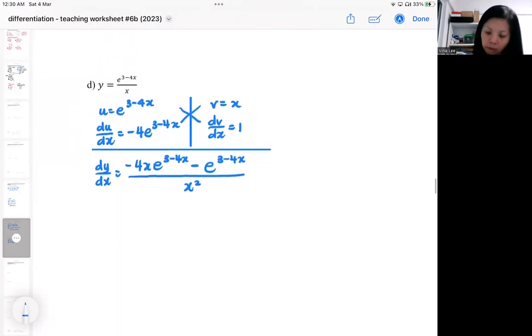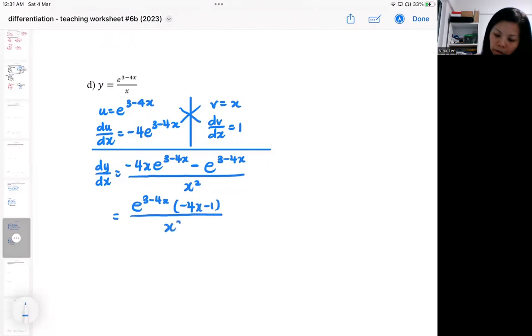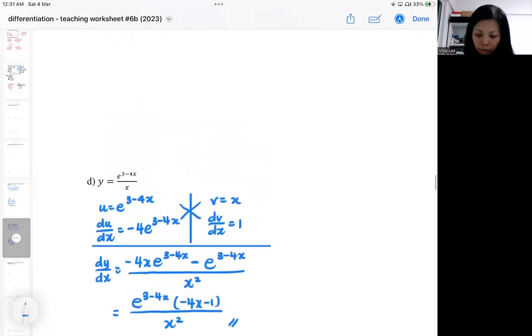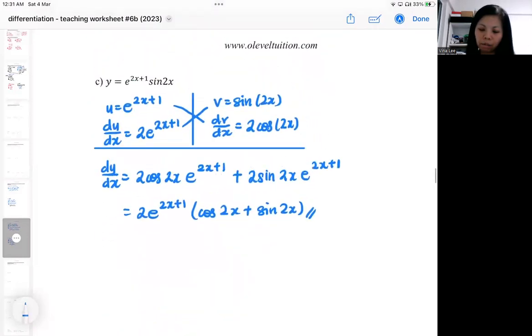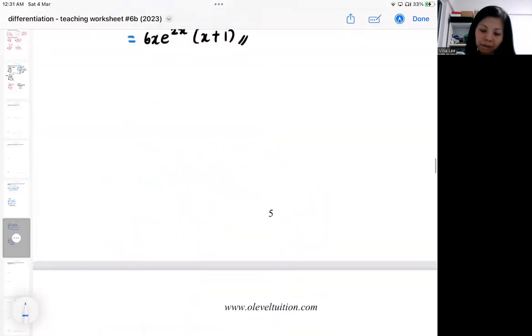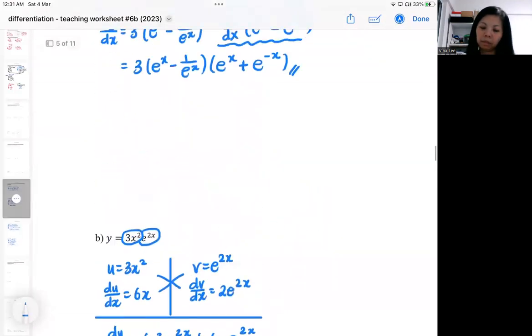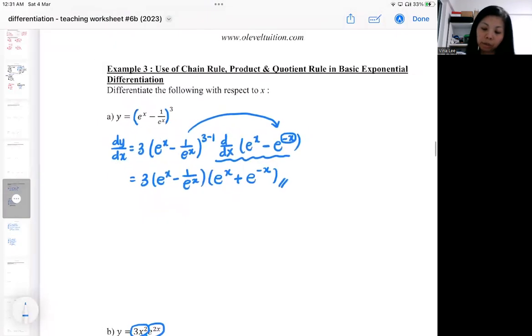So that's it. Okay, but if you look carefully at your numerator, there is a common factor to take out. So E3 minus 4x is the common factor. So just take out the common factor, and that's your final answer. Okay, so the product rule, quotient rule doesn't change. It's just that now you got a lot more formulas to process in your head. Okay, so this will be the situation where you cannot use indices.